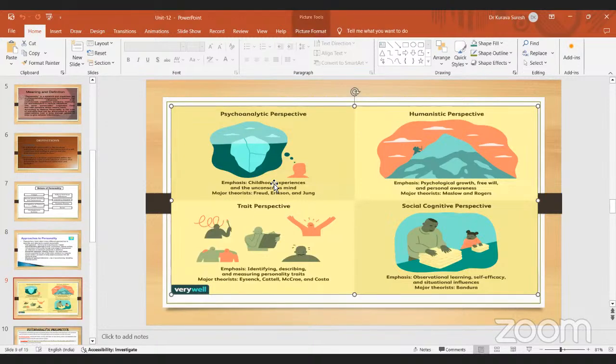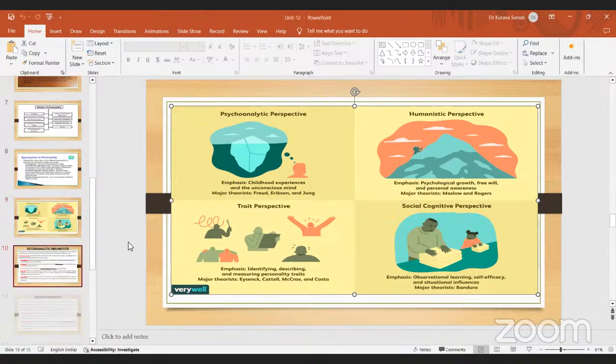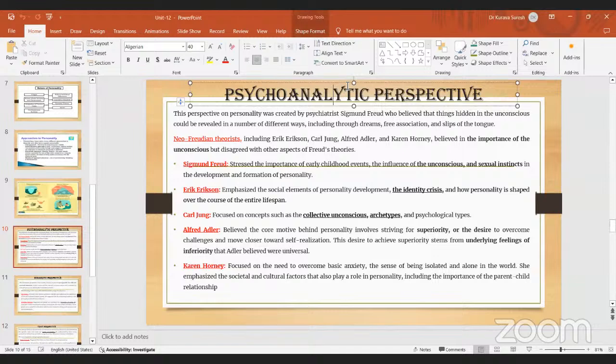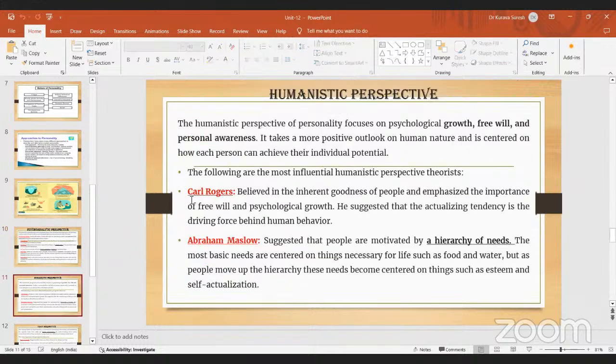This is the psychodynamic perspective, humanistic perspective, trait perspective and social cognitive perspective. So emphasize the major points of each category. The psychoanalytic perspective includes neo-Freudian theory, Sigmund Freud's theory, and Carl Jung's theory. Humanistic perspective: psychological focus on psychological growth, free will, and personality awareness.